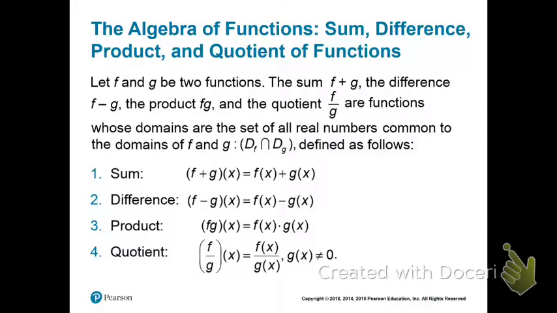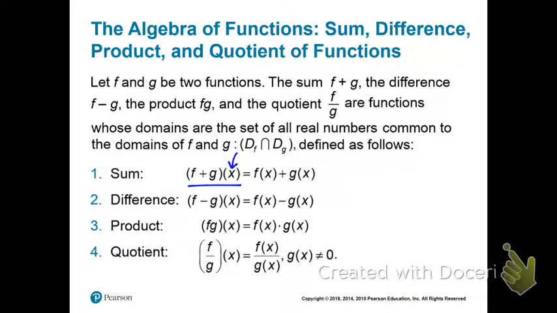Now, it says let f and g be two functions. We can find the sum, the difference, the product, and the quotient of these functions. So the big thing here is just watch out for your notation, okay? It says the sum is f plus g with respect to x. It means we're going to take our f function and add it to our g function, and this is just notation, guys.